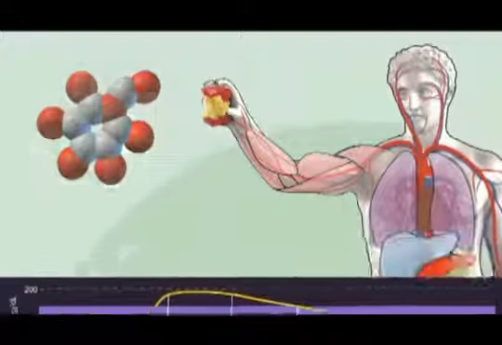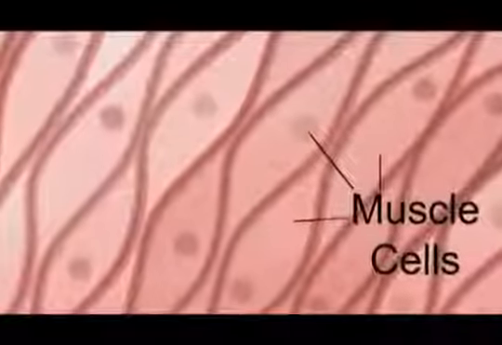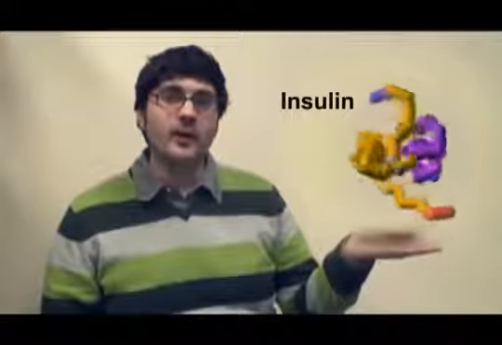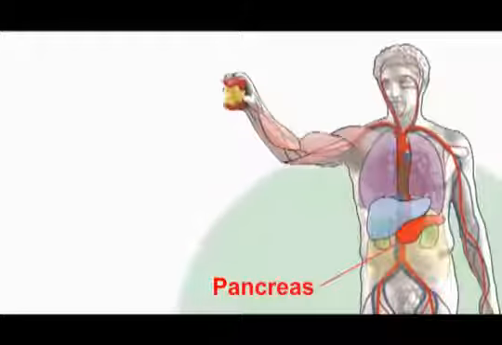Your circulatory system then carries the glucose to muscle cells throughout your body, where it is used to generate energy. And here's the important part. In order to get that glucose that's now in your bloodstream into your muscle cells, you need to have insulin present to trigger that uptake event. Insulin is a small protein hormone produced by your pancreas.